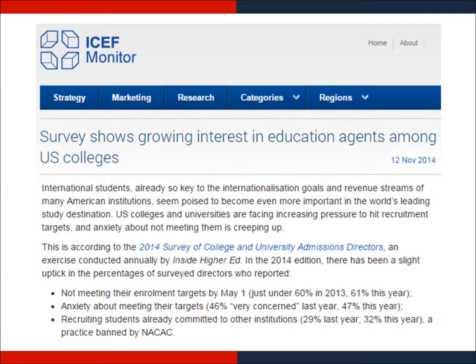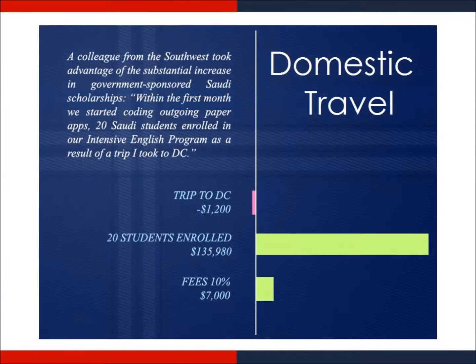Tracking students and their corresponding tuition dollars is infinitely easier to do when using agents as compared with practically any other recruitment initiative. The next case study deals with domestic travel, which includes participation in NAFSA conferences, visits to foreign embassies in DC, and establishing relationships with sponsoring programming agencies like Fulbright or the Ford Foundation. Sometimes those sponsoring agencies require some sort of discount on tuition, which would of course impact your bottom line ROI. In this case, the Saudis did not require any discounts.